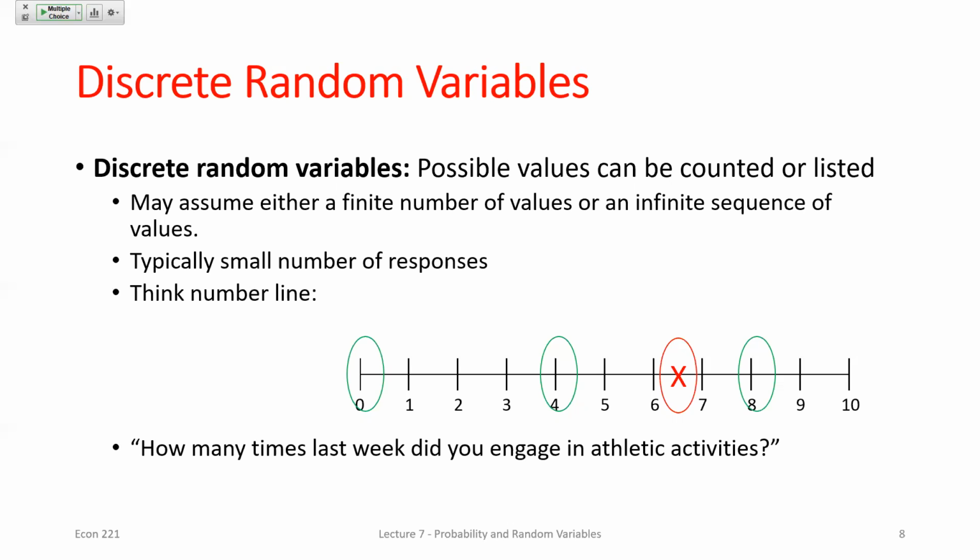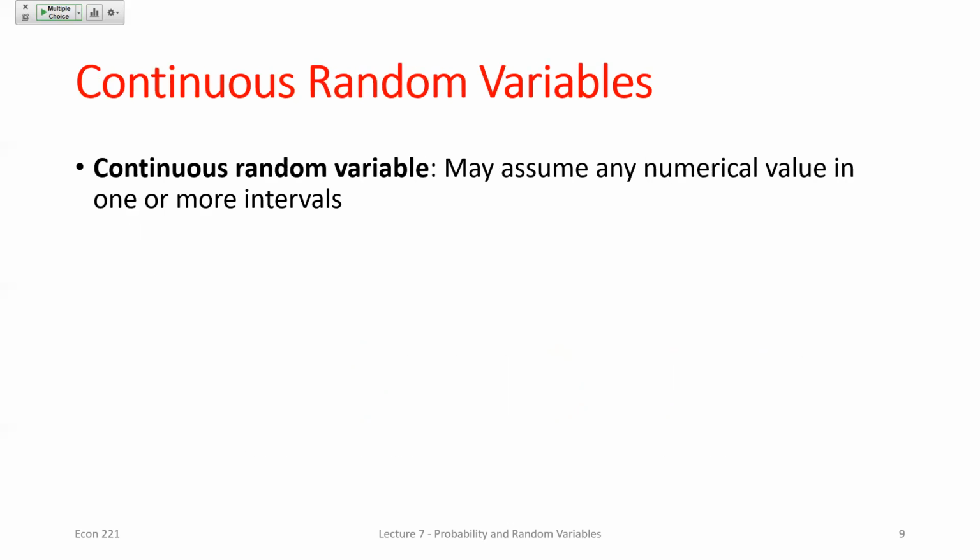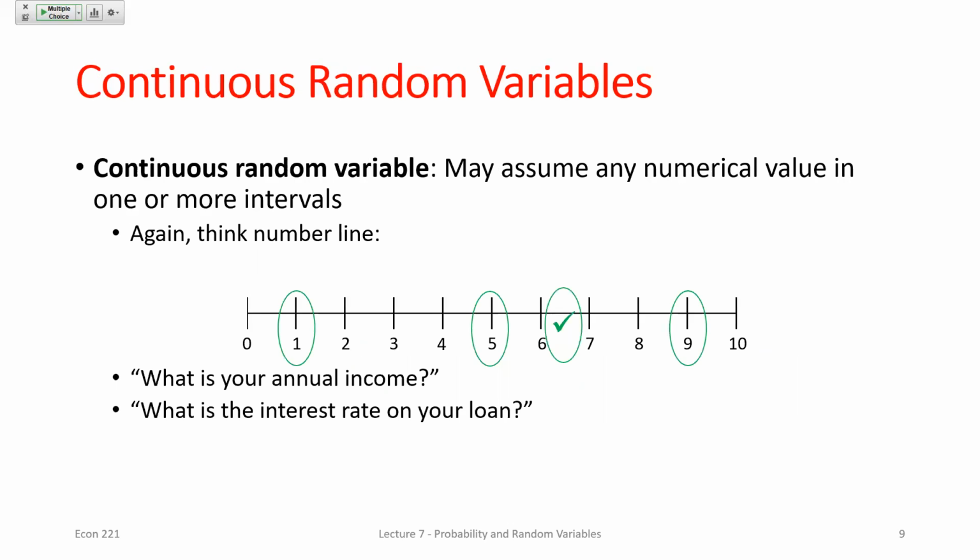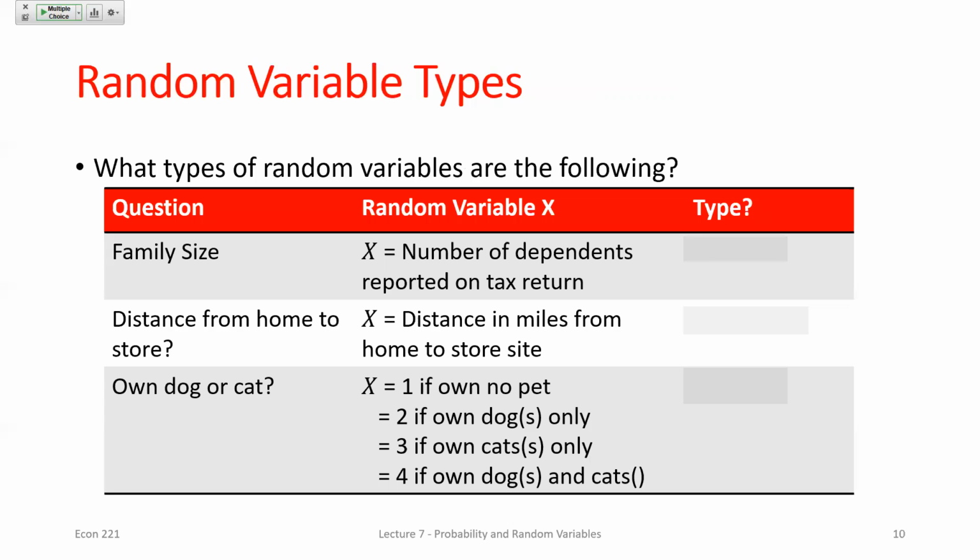So the number of days you do something is a good example of that. I'm going to skip the continuous random variable because, like I said, I know we're not going to get there before the exam. But some examples like family size, or the number of dependents on a tax return, would be discrete. Distance is continuous, right? We can measure distance down to whatever we want.